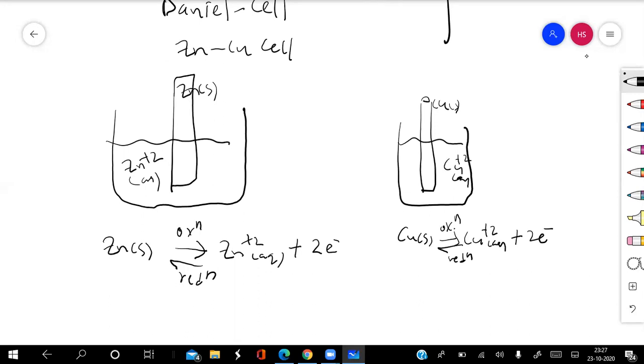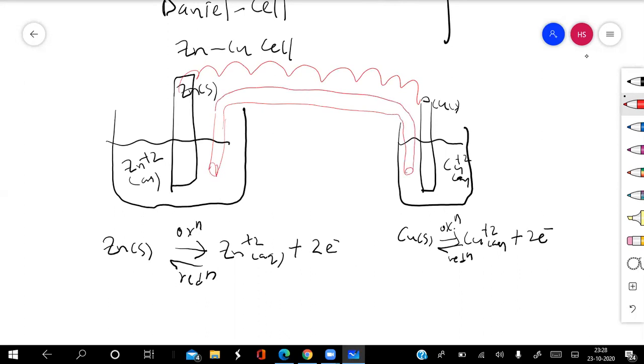Understood? Now what happens when you want to make a Daniel cell? Then you have to combine these two half cells. When you link them together, you have to connect them in 2 ways. One thing is that you connect both of these 2 electrodes with a wire. In another way, you connect both of these two solutions with a salt bridge. Salt bridge provides a contact between the two solutions of the half cells.